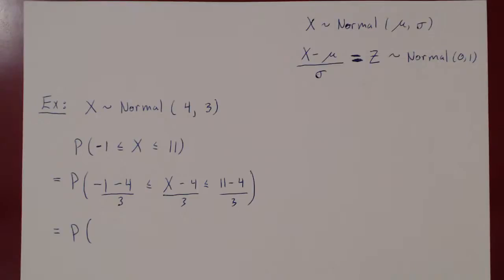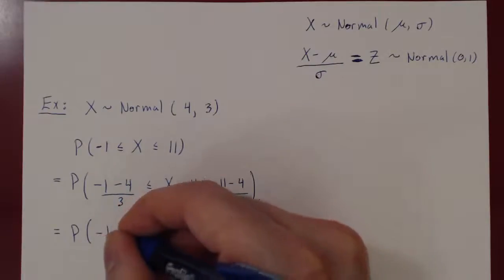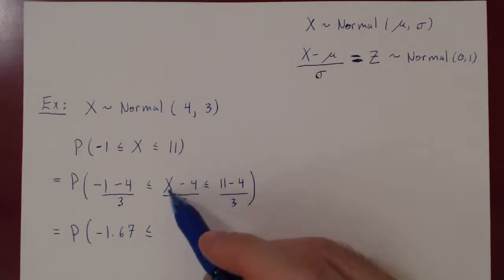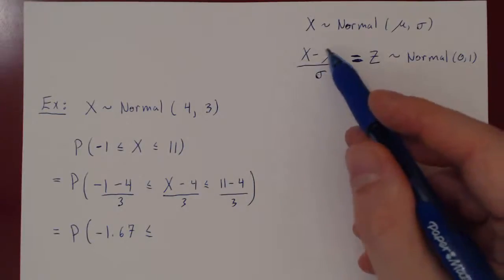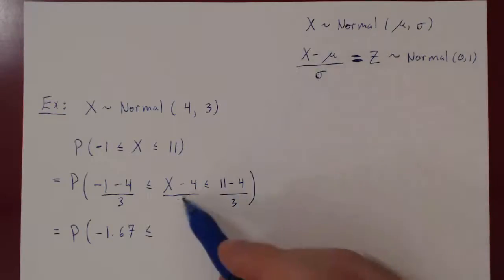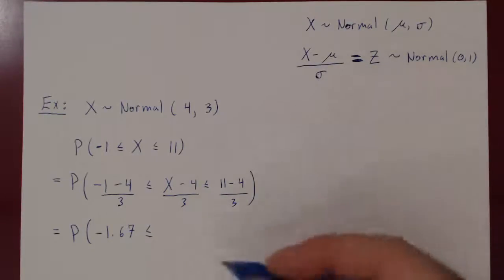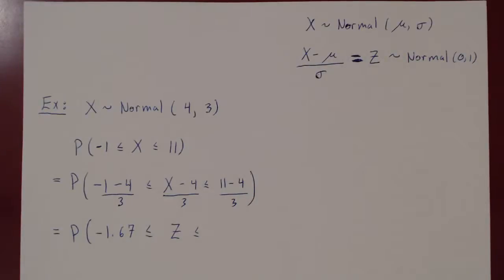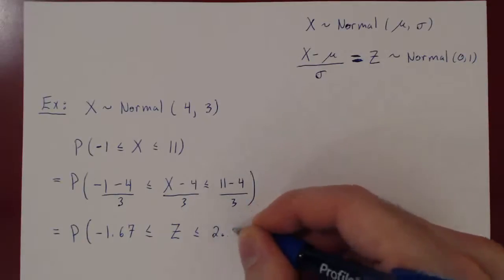if you compute this, you will get -1.6 periodic, and you'll see the table that we have is only accurate to the second decimal place, so we always round up to the second decimal place. So here we'll round up to -1.67. Well, here we took the random variable x, we subtracted the mean, and divided by the standard deviation. So this is now z. It is now standard, and the second value, 11 minus 4, is 7 divided by 3, will give you, rounding up to the second decimal place, 2.33.